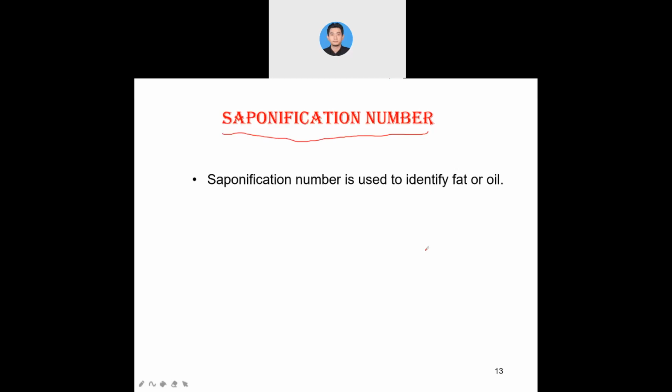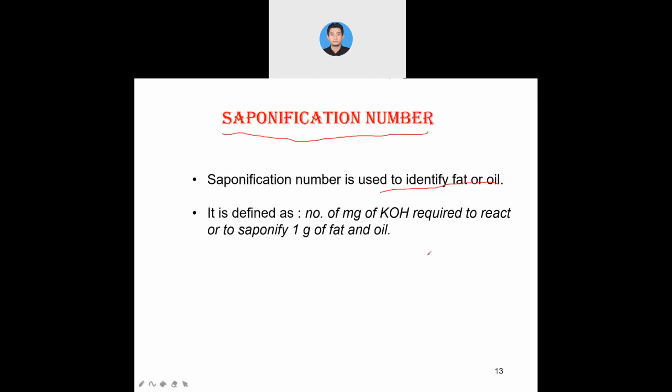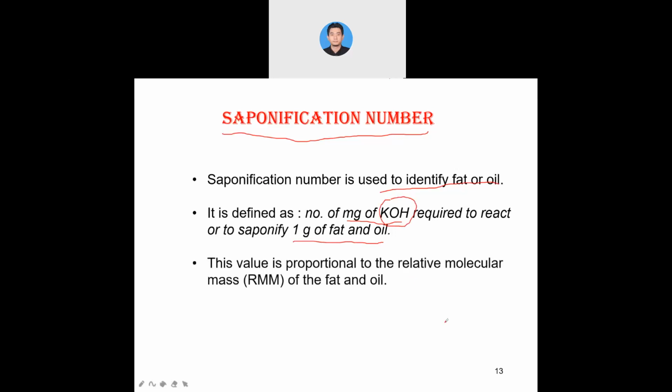In this case it is used to identify fat or oil. The definition is the number of milligrams of potassium hydroxide required to saponify 1 gram of fat or oil. In the formula they use potassium hydroxide, but in a real experiment we can use potassium hydroxide, and at the same time we also can use sodium hydroxide, no problem. This value is proportional to the relative molecular mass, or RMM, of the fat and oil. So we'll look at the equation.